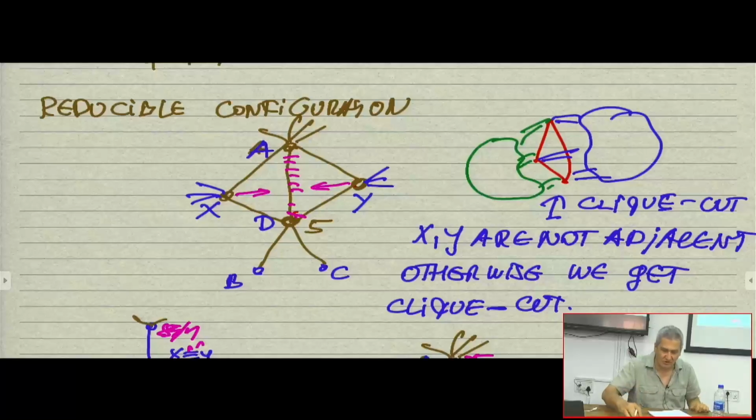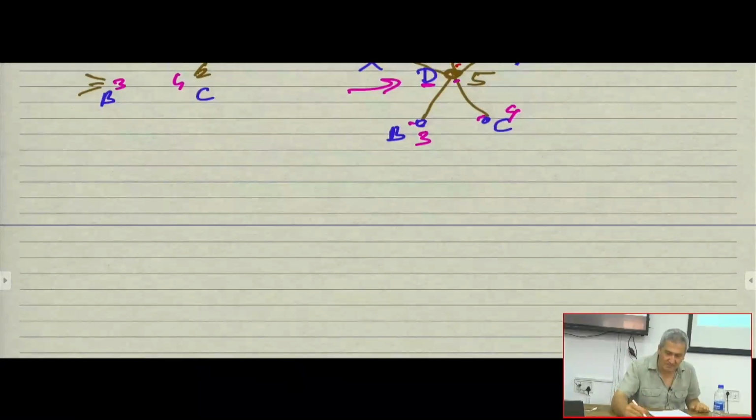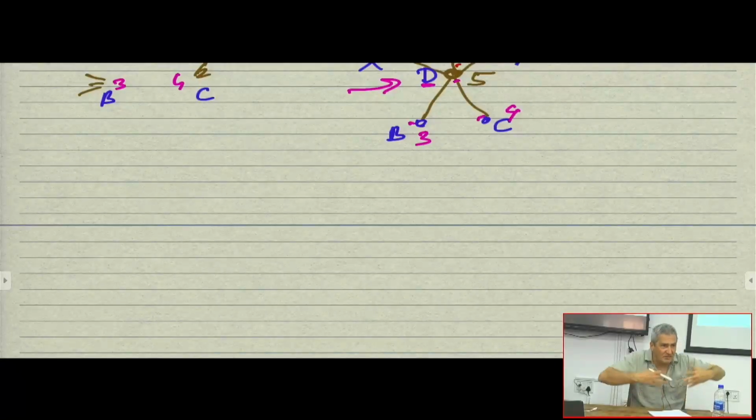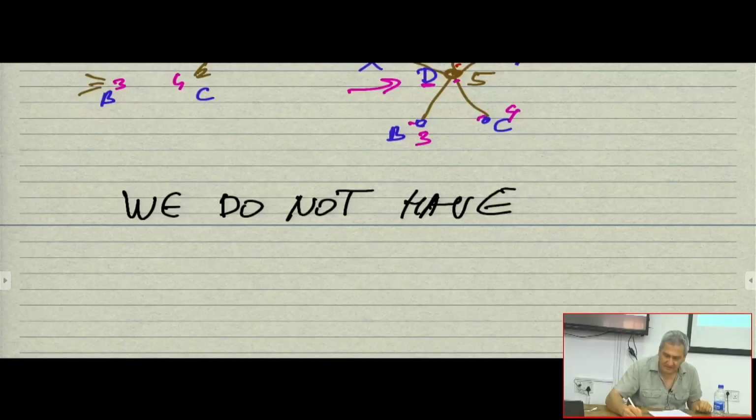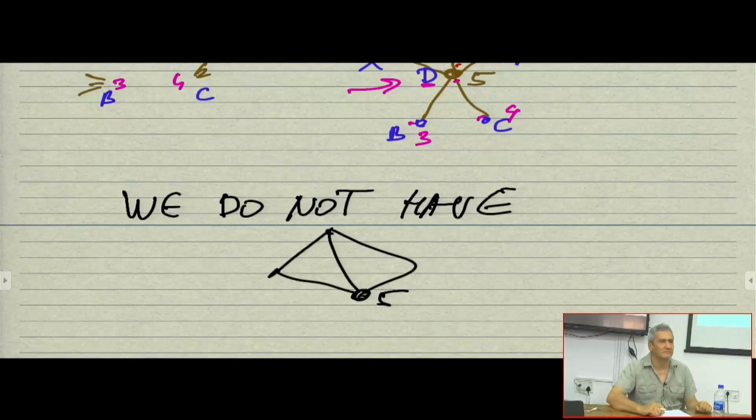So again, this is important. This will save us charge. This will help us to be positive everywhere. So we do not have five.